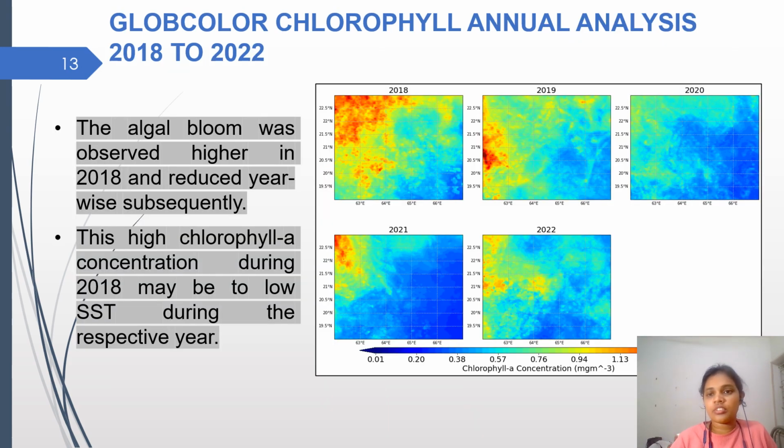So these are the chlorophyll annual analysis plots from 2018 to 2022. We can see the chlorophyll or algal plume observed is high in 2018 compared with 2022. So it directly shows that there is a subsequent reduction in the chlorophyll or algal plume from 2018 to 2022, and this high chlorophyll a may be due to the low SST during 2018.